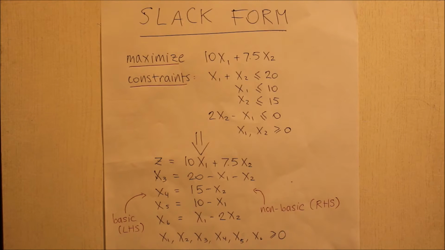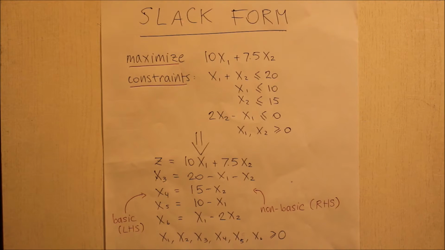Since the left-hand side will always be less than or equal to the right-hand side, these new variables will be non-negative. The variables on the left are called basic, while the variables on the right are non-basic. After this process, the only inequalities we're left with are between the variables and 0. Now we can start solving the problem.